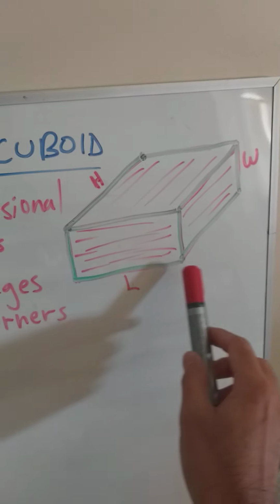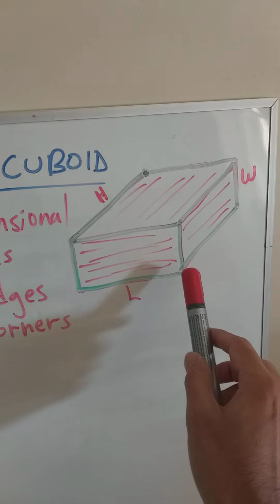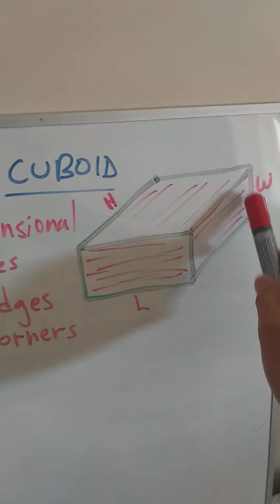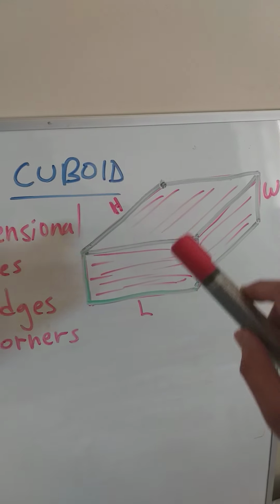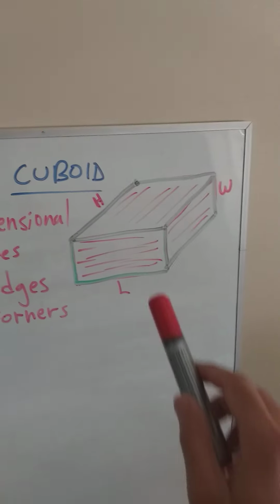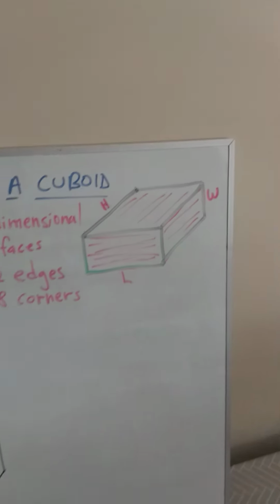So that side over here, that edge, we'll call it the length, and this way over here we'll call it the width, and that way up to where the cross-sectional area is going up to, we'll call it the height.